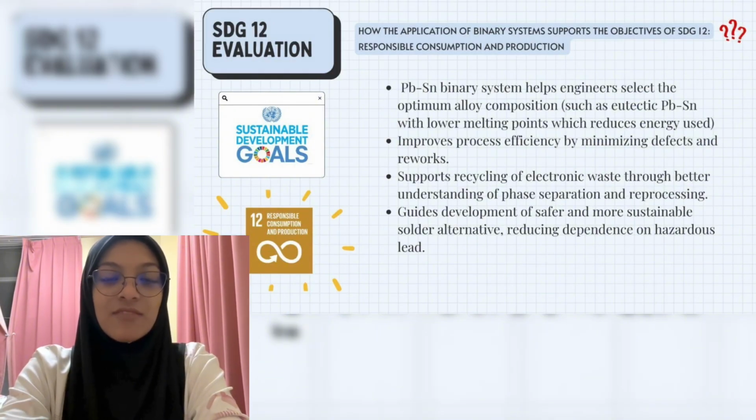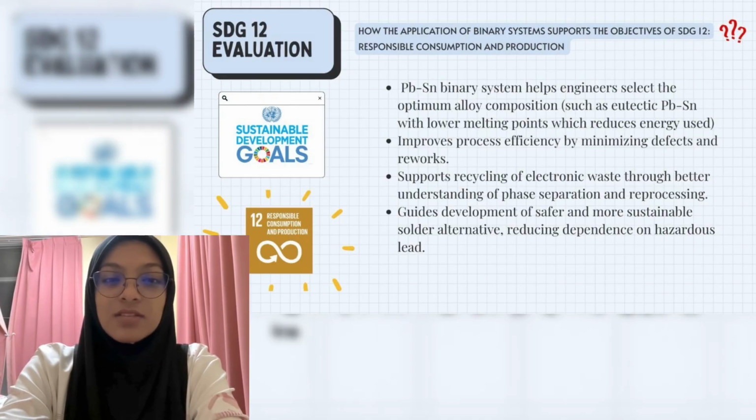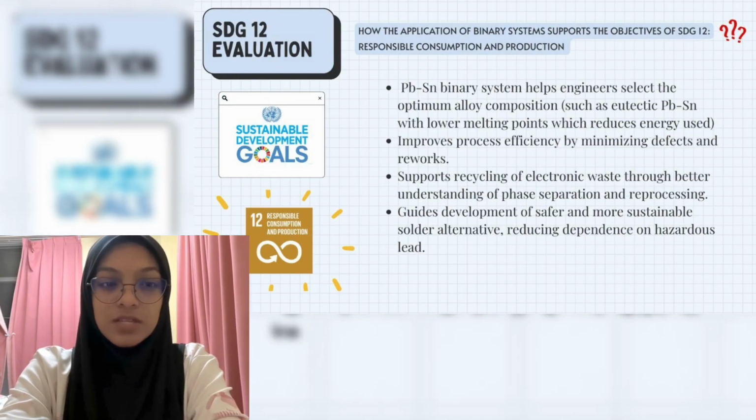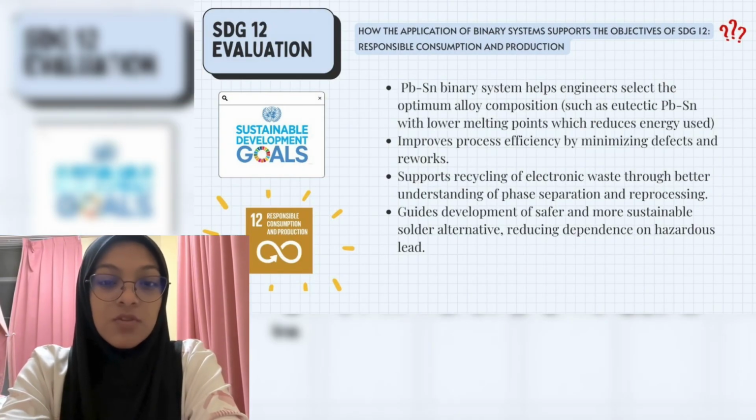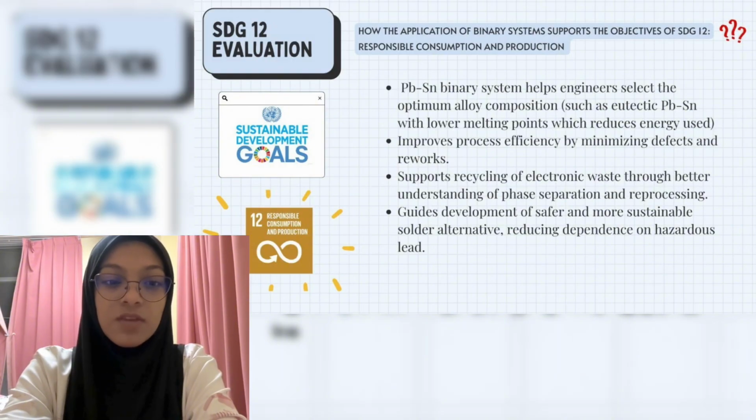Thirdly, knowledge of the lead-tin system supports recycling and reuse. During solder recovery from electronic waste, understanding phase relationships allows efficient separation and reprocessing of lead and tin, promoting circular economy practices. Lastly, applying binary system principles helps in the development of alternative alloys, encouraging reduced reliance on hazardous materials like lead, which aligns with environmentally responsible consumption.